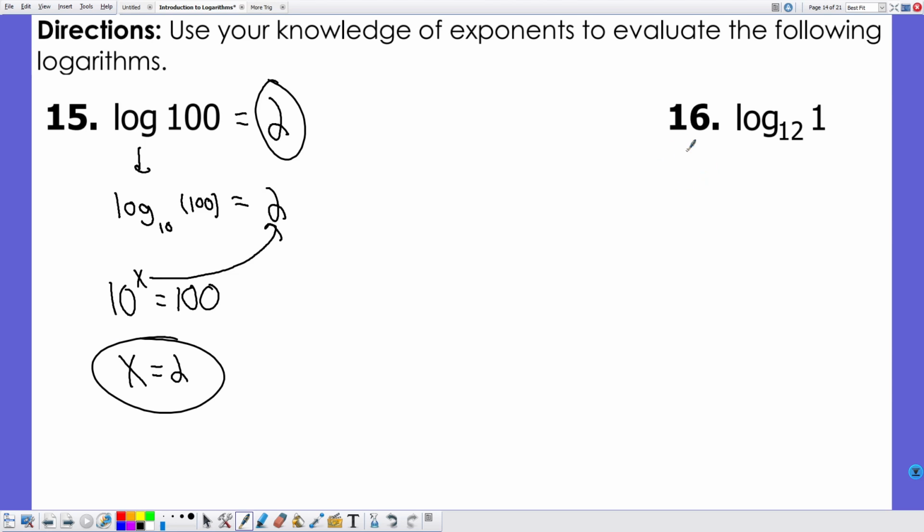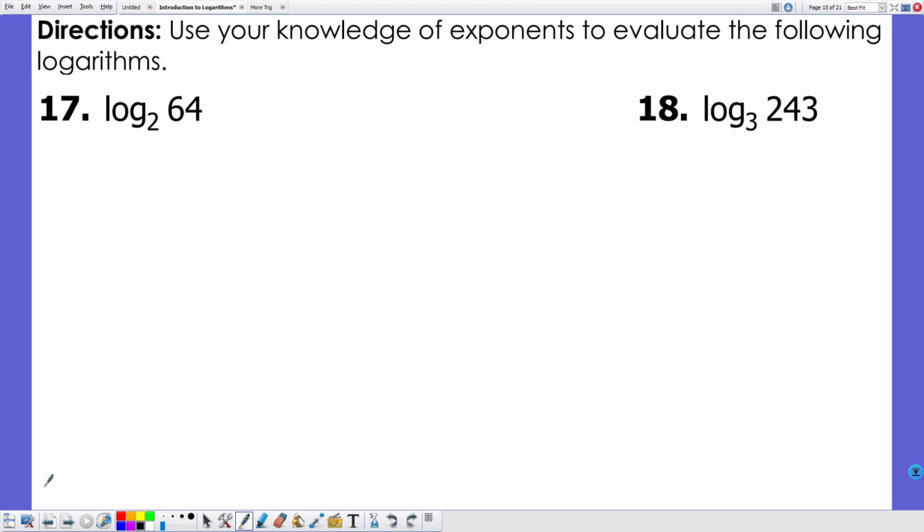Now, log base 12 of 1. So 12 to what power is equal to 1? Well, then x has to be 0, because anything raised to the 0th power is 1. The examples we're doing right now aren't so crazy.